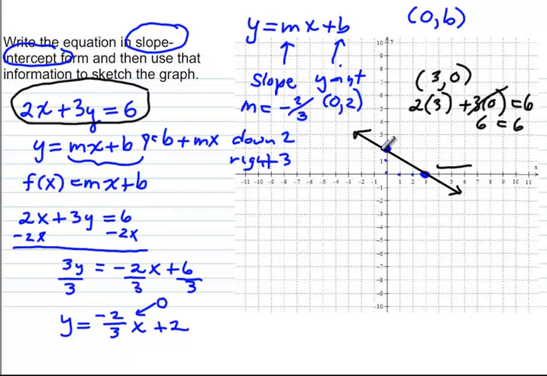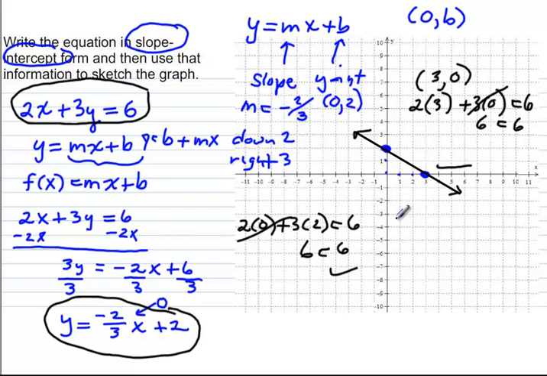This point should work as well, 0, 2. So you can check that out. 2 times 0 plus 3 times 2 equals 6. Again, 0 plus 6 equals 6. So we've shown that that point works. So here is the equation of the line: y equals minus 2/3 x plus 2. And here's the graph of that line.